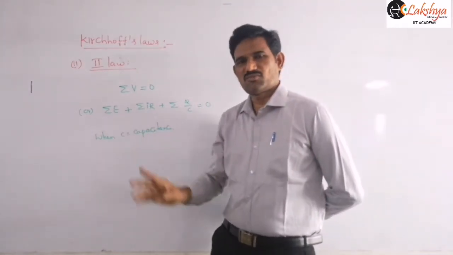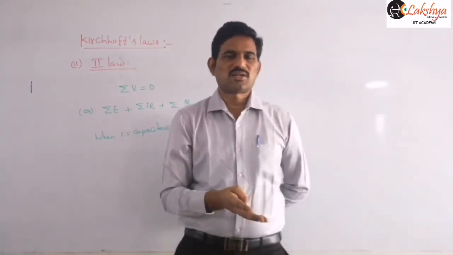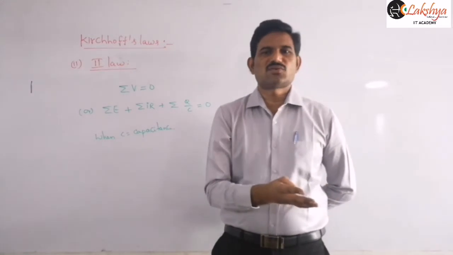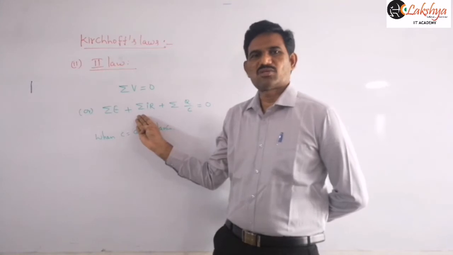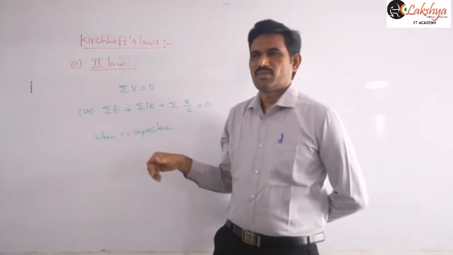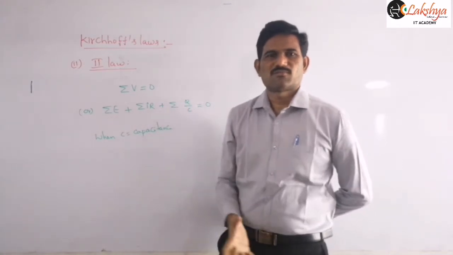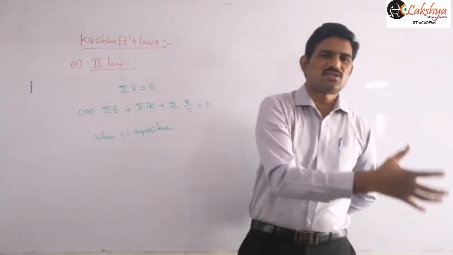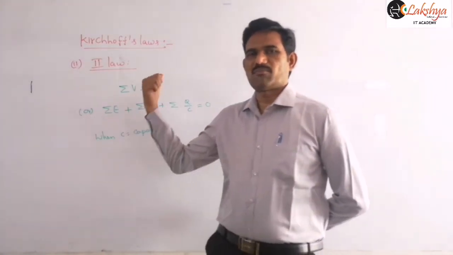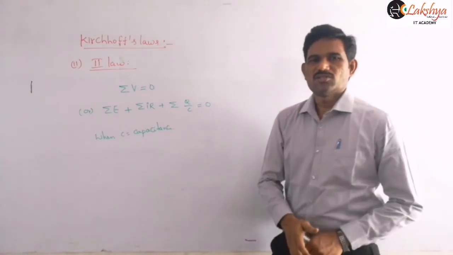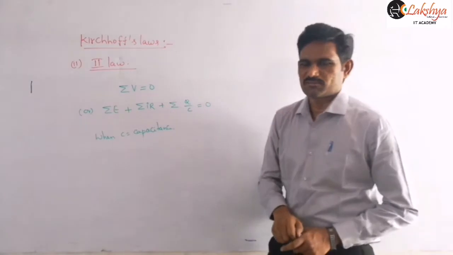Potential changes means we need to write the EMF of the cell. If internal resistance of the cell is there, then across that internal resistance we need to write. If external resistances are there, we need to write those too. So potential changes across that resistance, whether it is internal or external, we write IR. And if a capacitor is there, then we write the potential difference across the capacitor as Q by C. If you add all these potential changes, then the value in a closed loop will be 0. That is nothing but our second law statement here. The algebraic sum of all the potential changes in a closed loop is 0, right?